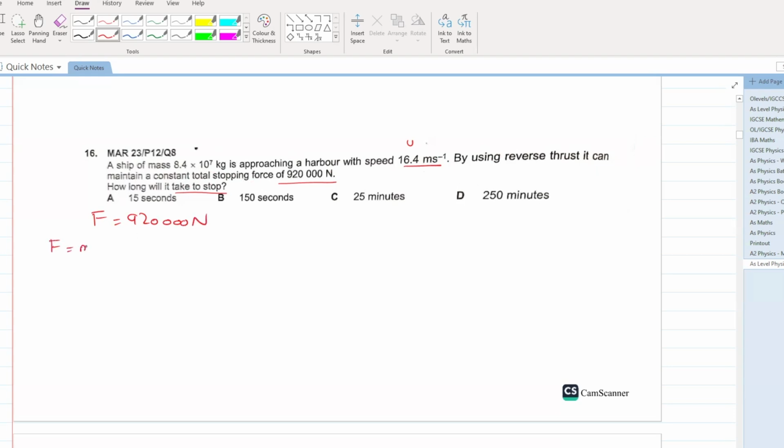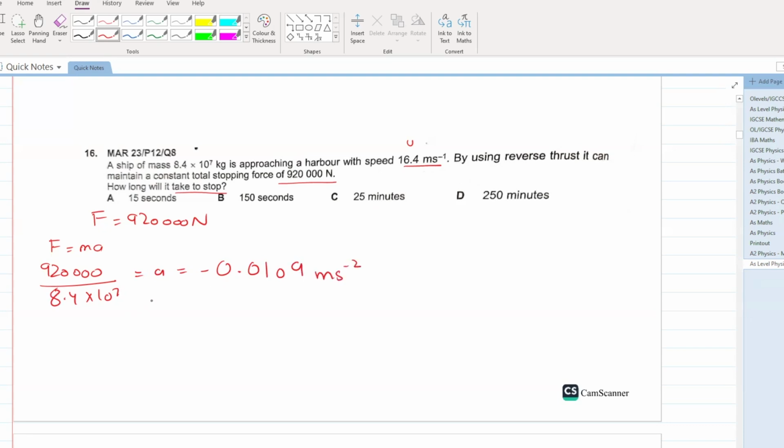F is equal to m a. 920,000 divided by the mass, that is 8.4 times 10 to the power of 7. Let's calculate that. Your deceleration comes out to be negative 0.0109 m/s squared.